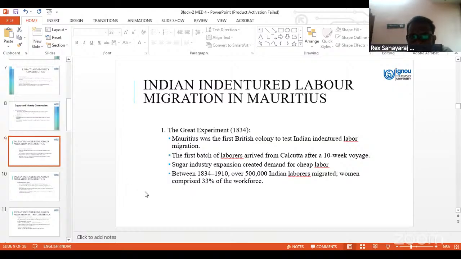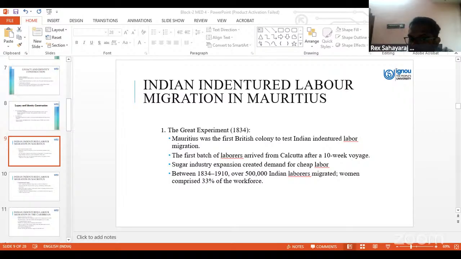So, Indian indentured labor migration in Mauritius, we see some case studies regarding that. The British government chose the island of Mauritius to be the first site for what it called the Great Experiment. So the British government first sent people as indentured labor to the country of Mauritius, an island, in early 1834. It set a precedent for the other British, French, and Dutch colonies in connection with Indian indentured labor migration.